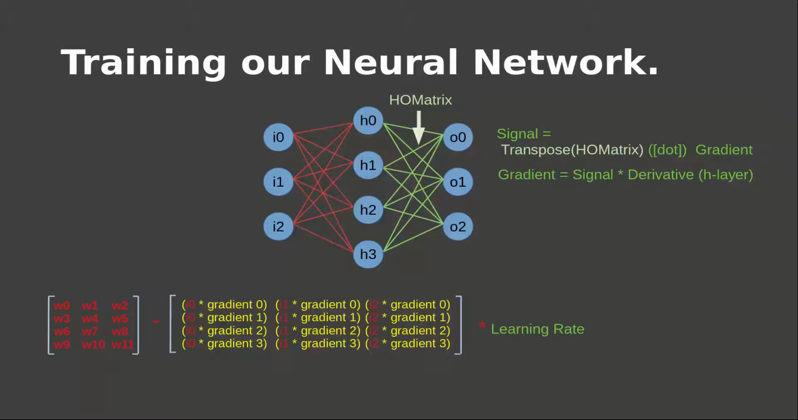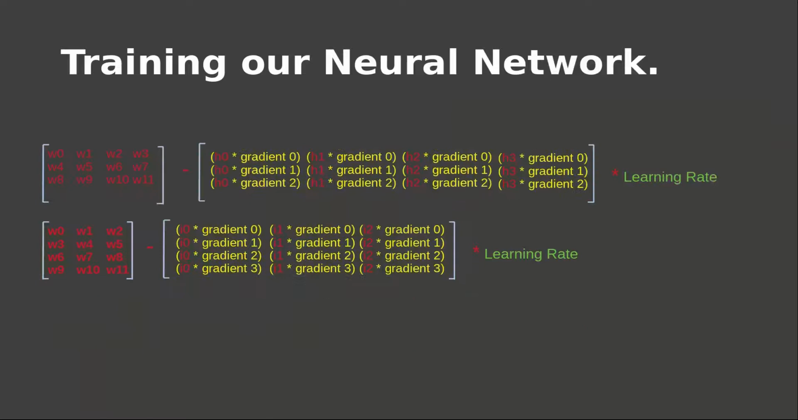And so we can then calculate our gradient as the signal, which is the gradient from the previous layer, dot producted through the transposed HO matrix, multiplied by the derivative, this time the derivative being of the hidden neurons. Okay, and then the calculation is basically the same. In the matrix we have, again, across the rows of the matrix we have the input neurons this time, so the inputs to this layer, and down the column we have the gradient vector, which is now a 4-element vector. Okay, so that's pretty much it. That's all we need to do to train our network.